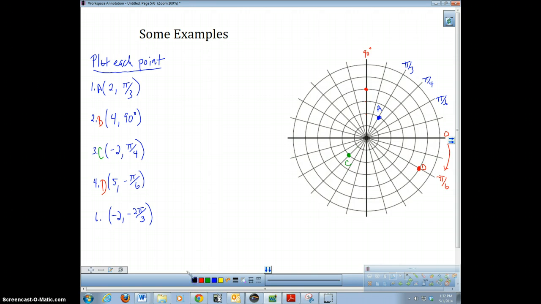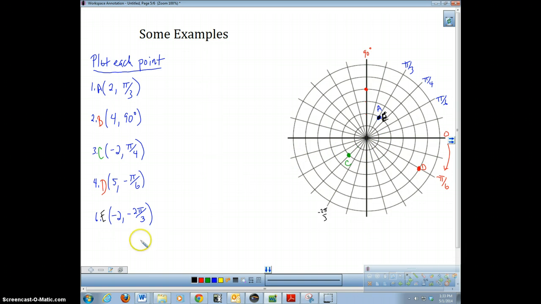We'll do one more here. Call this E. Negative 2 pi over 3, which is going to be here. Positive 2 pi over 3 would have been here. So we're going negative 2 pi over 3, and then 2 units. Let's see if we can follow this here. 1, 2. Oh, look at that. D and A are the same point. I'm sorry, A and E are the same point.